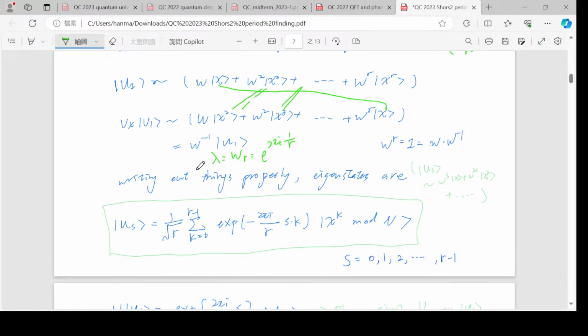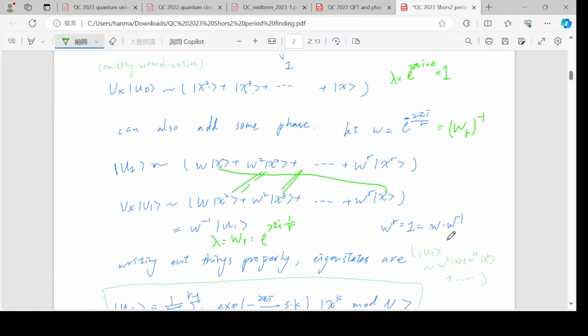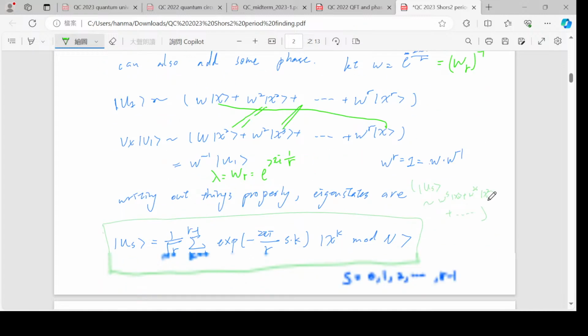And the general form of doing this is you have u_s with omega to the s times x1 and omega to the 2s times x2, etc. So for different s. We have 2 examples of s here. For s equal to 0, this is u0, and you don't multiply any omega phase. And for s equal to 1, then you have omega to the 1, 2, 3, 4, etc.